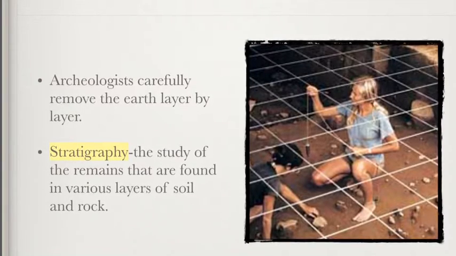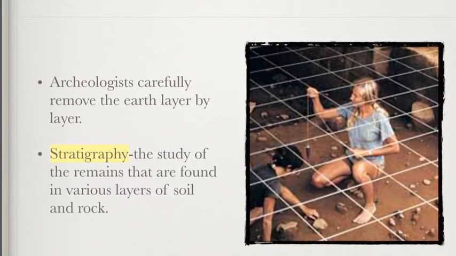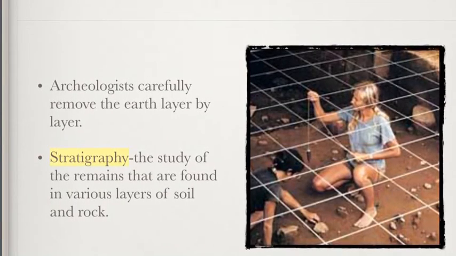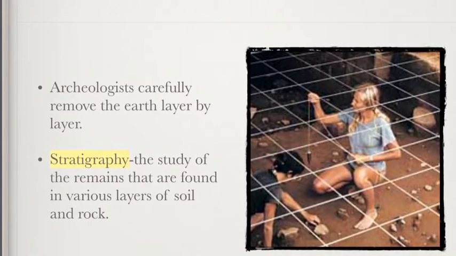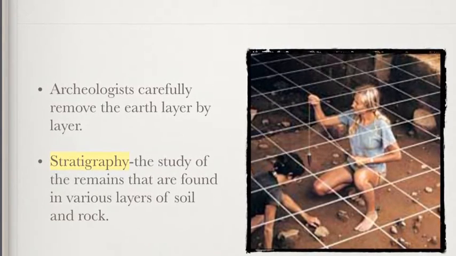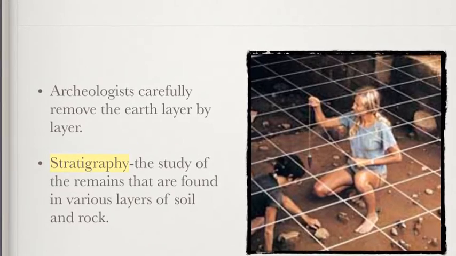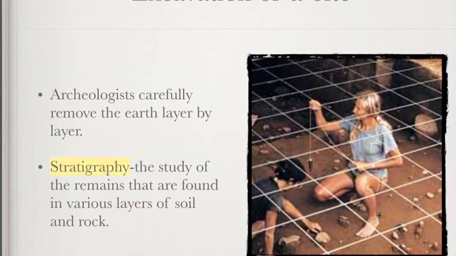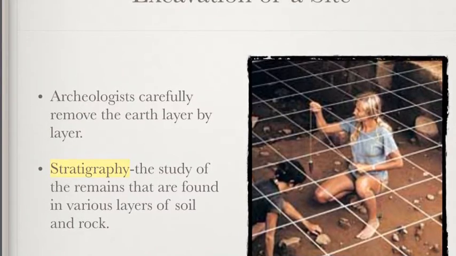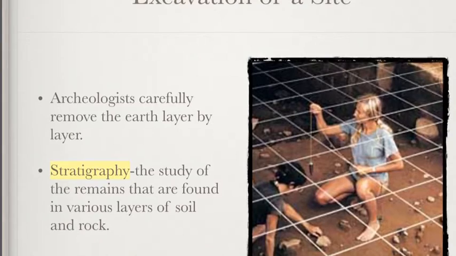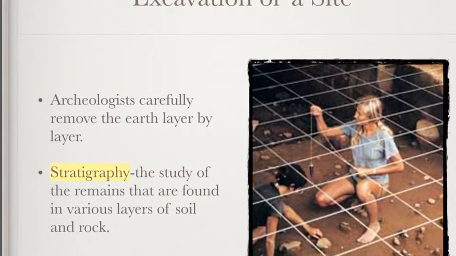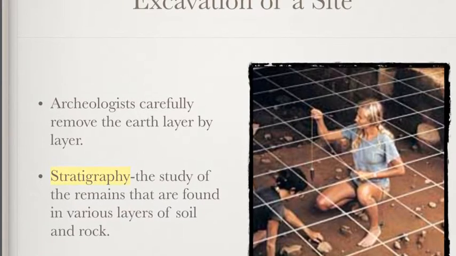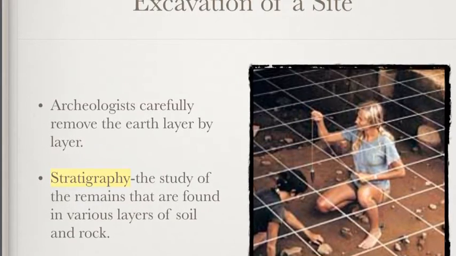Once archaeologists have located a site, they carefully remove the earth layer by layer. They divide the surface of the site into squares with grids, and if you look at the picture on the right, that is what this archaeologist has done. She has divided her site into very specific grids, and these grids will allow her to locate the exact place where she found an artifact or object. And when she finds these objects, she studies the remains that are found in various layers of soil and rock, and this is called stratigraphy.